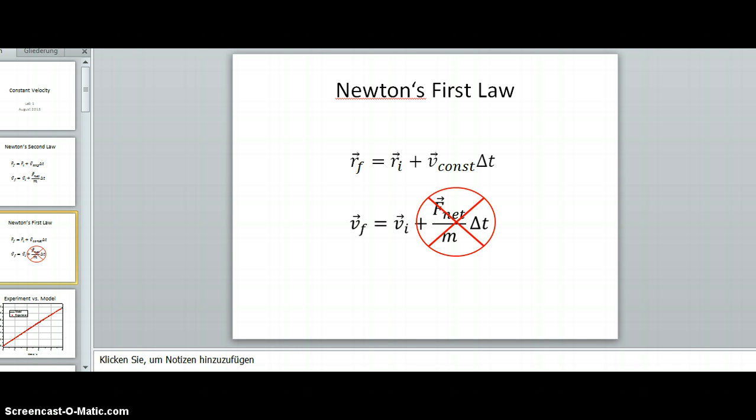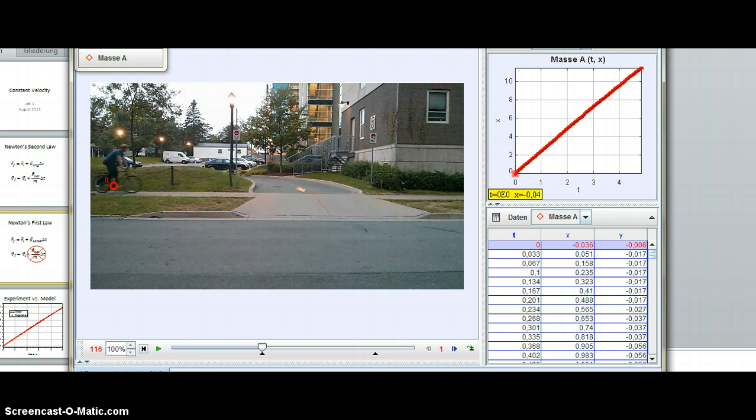As an example for this lab, the motion of a bike will be analyzed and compared with a computer simulation. The bike was accelerated and then the feet were removed from the pedals as shown here. For the analysis of the video, we can use the software Tracker.